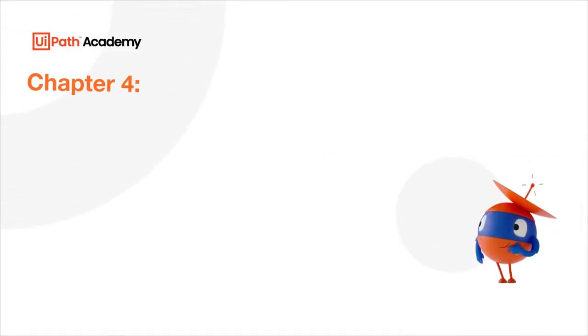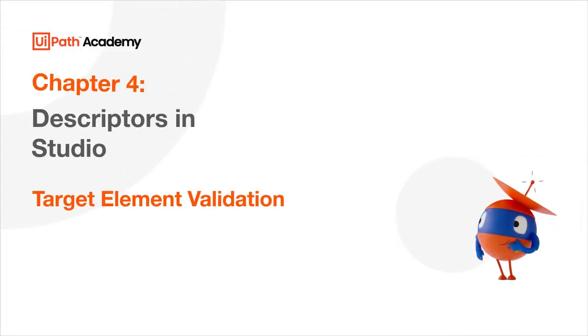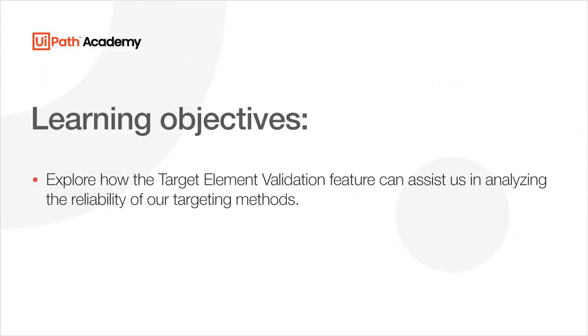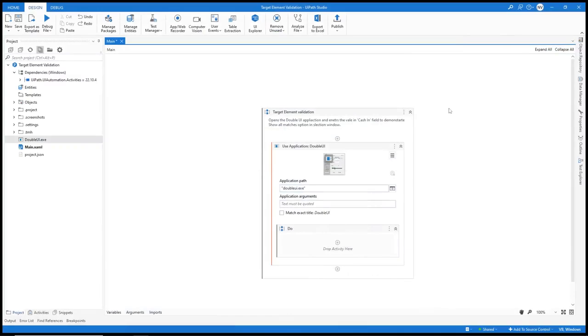Welcome to this demo on target element validation. In the next few minutes, we'll explore how the target element validation feature can help us analyze the reliability of our targeting methods. To demonstrate this feature, we'll start with a blank process and use a type into activity to enter a value in the onUsCheck input field in the WI application.